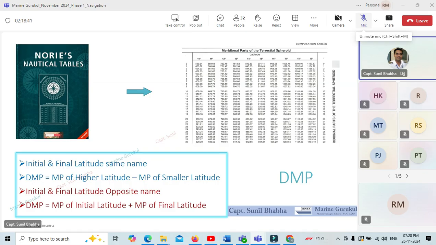Sir, one out of context doubt. In the examination, will they give the Norie's table or do we have to carry it? Yes, beta. They will provide you with the Norie's table. If you want, you can carry your own also, just as an emergency backup. But usually all the MMDs provide you with Norie's tables. Thank you, sir.